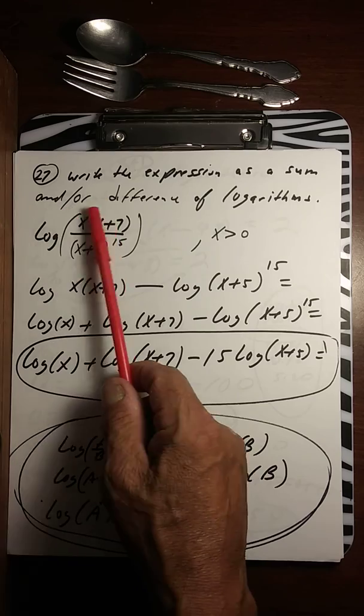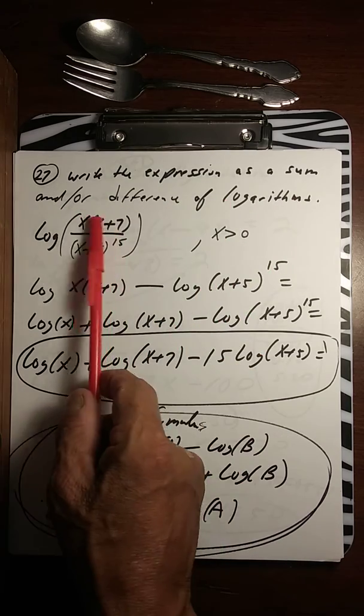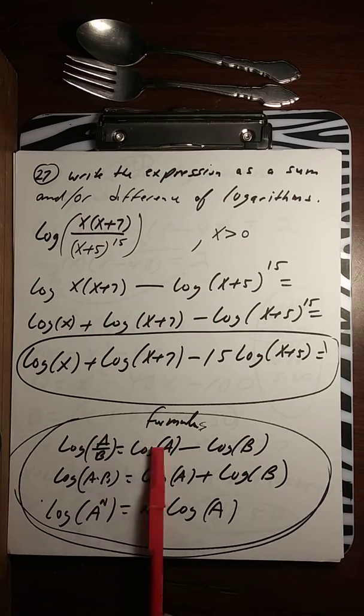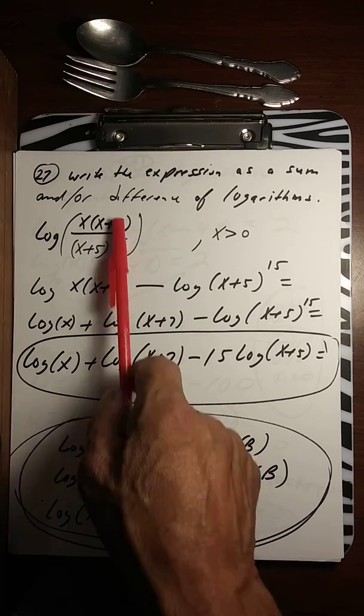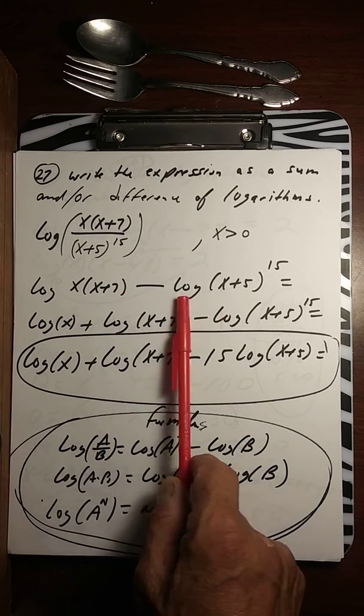Write the expression as a sum or difference of logarithms. So you have a over b. Log of a over b is log a minus log b. Log of a times b is log a plus log b. Log of a to the power is the power times log of a. We have our division, so we make it log of the top minus log of the bottom.